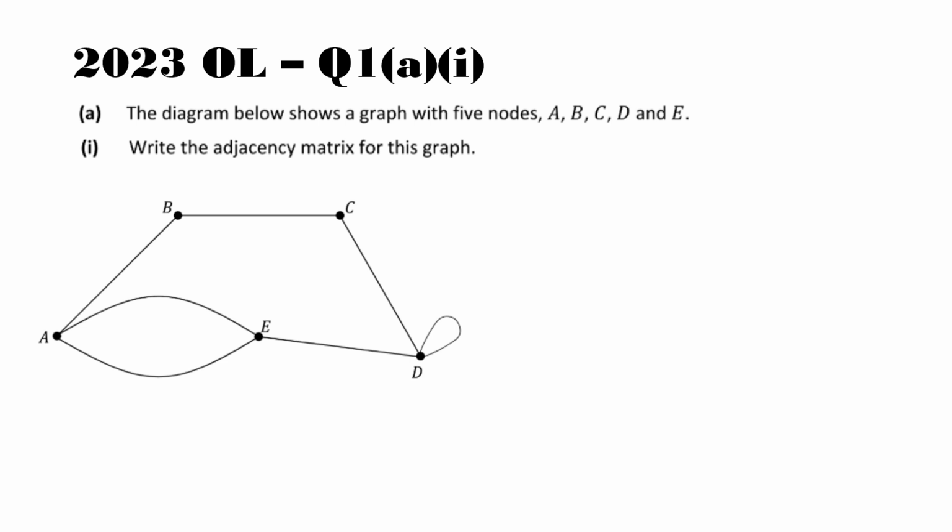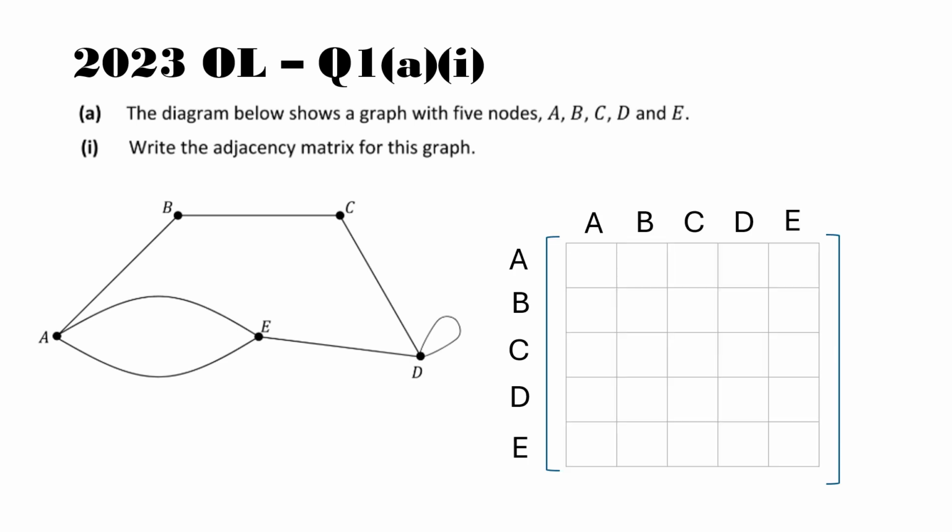This is question 1, part A(i) from the 2023 Ordinary Level Paper. The diagram below shows a graph with 5 nodes, A, B, C, D, and E. Write the adjacency matrix for this graph. So the first thing you want to do is to give yourself the space to have the 5 nodes both in the rows and the columns. So we're looking at a 5 by 5 matrix.